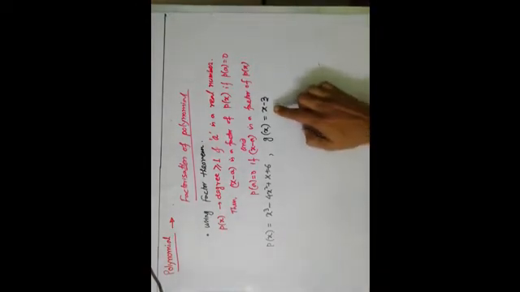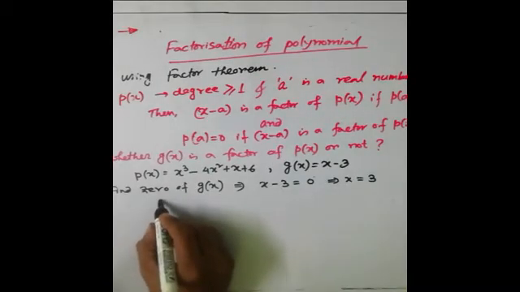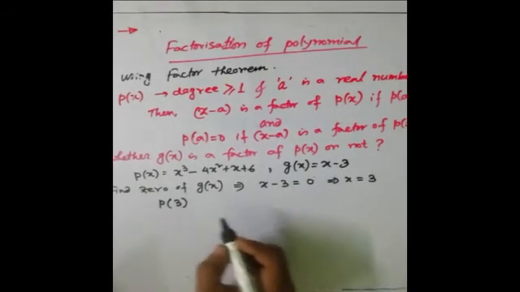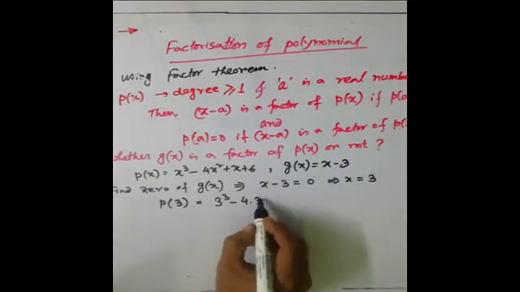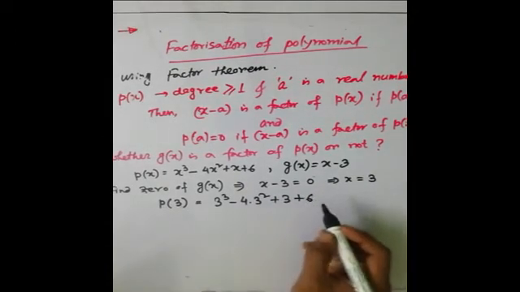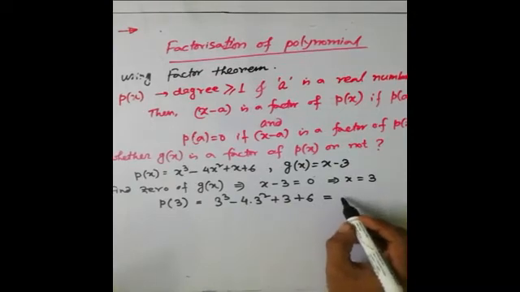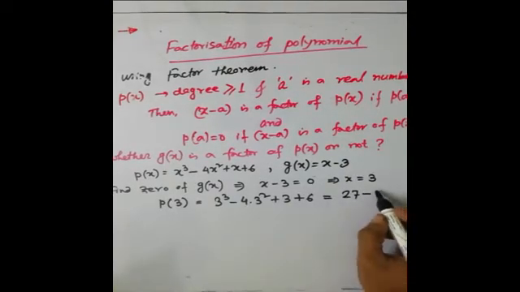Now if g(x) is a factor, so we can say, check it out. Suppose you are getting 3 cube minus 4 into 3 square plus 3 plus 6, and it will give you 27 minus 36 plus 3 plus 6, and it will be giving you 0.